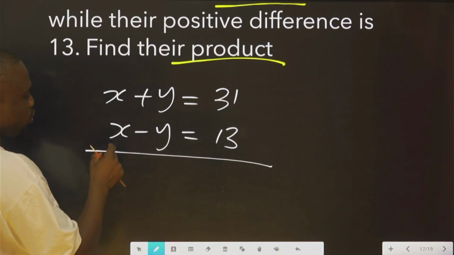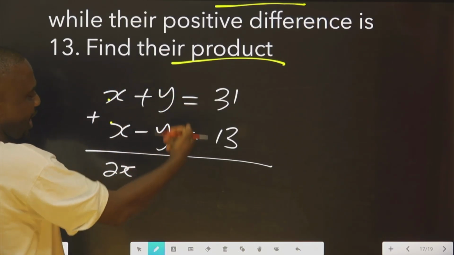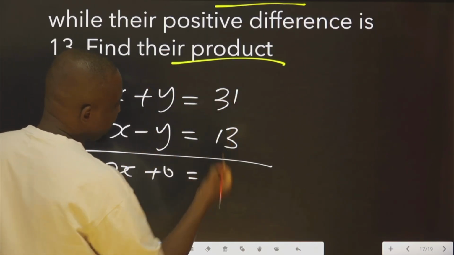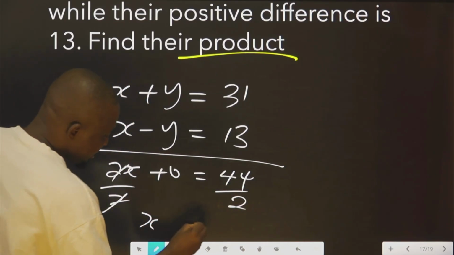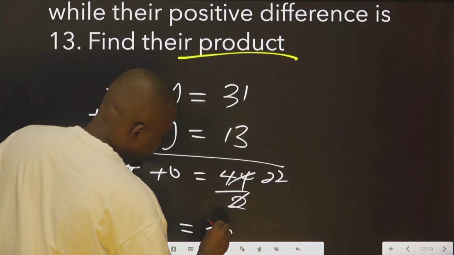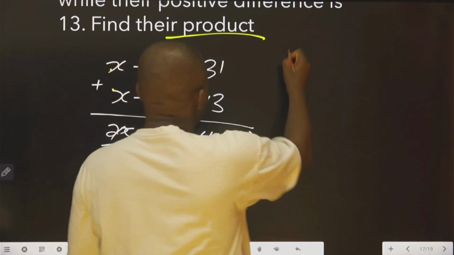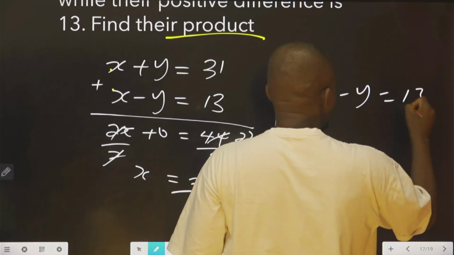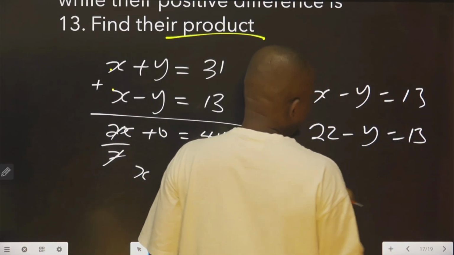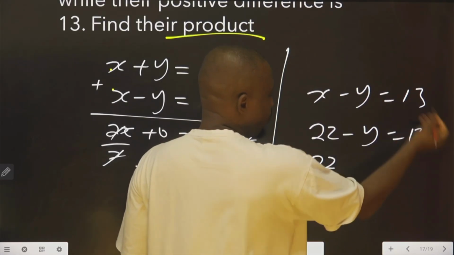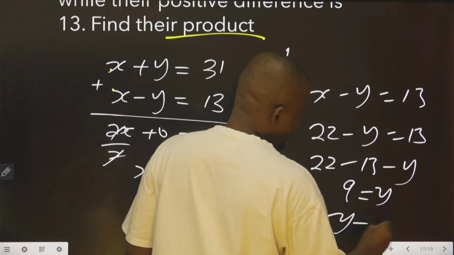This is the sum, this is the difference. So let's add them together. This plus this will give us 2x. Adding this will give us 0. This will give us 44. Divide both sides by 2. x therefore is 22. Okay? Now we substitute in any of them. You can say x minus y equals 13. x is already 22 here. Move this to this side, that is 22. Move this to this side, that is 13. This will give us 9. So y therefore equals 9.